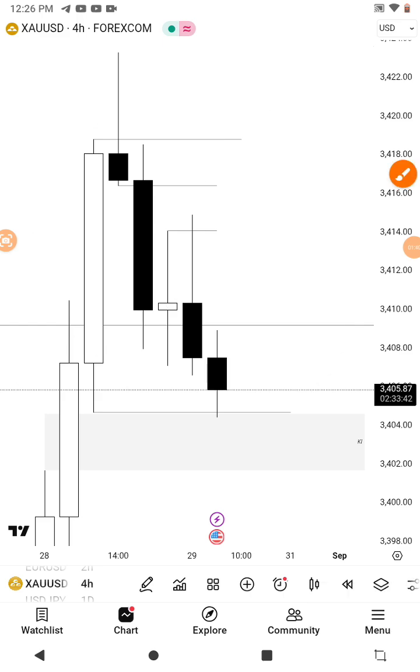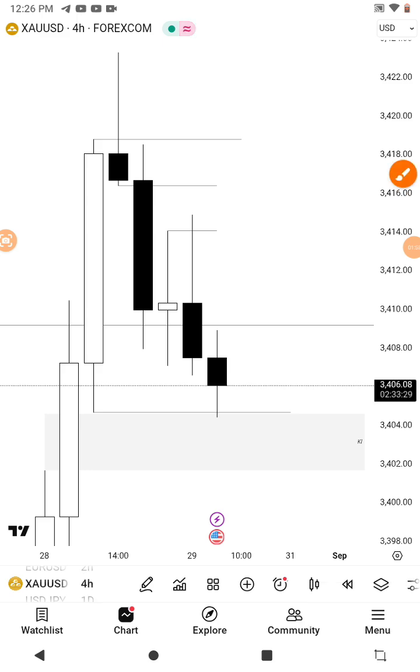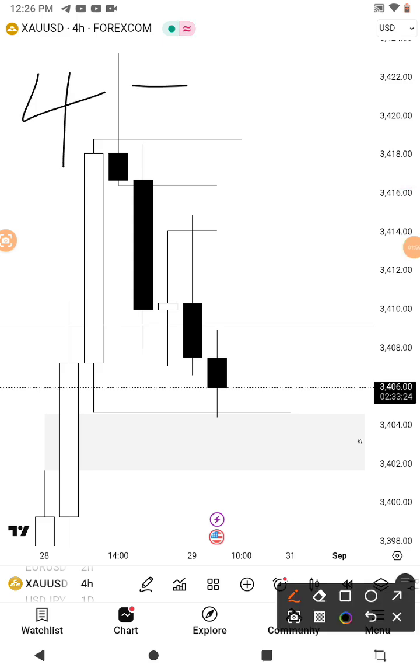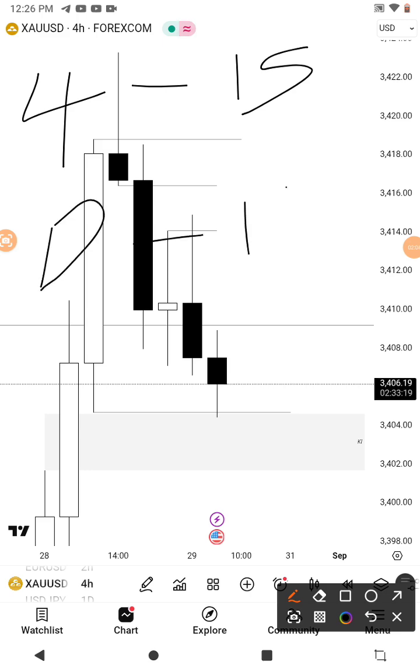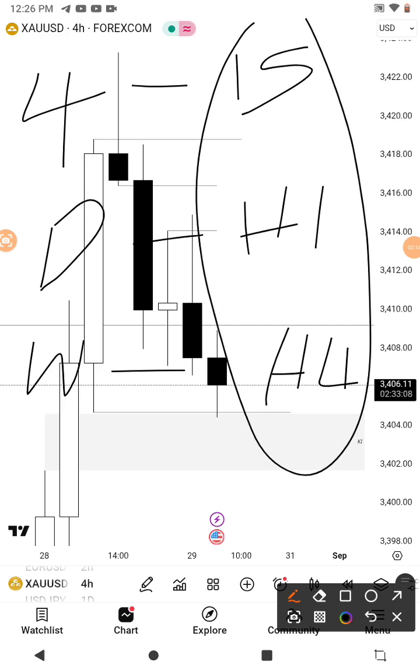So now, whenever you are trading the 4-hour time frame, you can also correlate it with the daily time frame and also the weekly time frame. Whenever you are trading such time frames, what you need to do is align yourself. If I'm trading 4-hour, then 15 minutes should be my entry model. If I'm trading daily, then H1 should be my entry model. If I'm trading weekly, then H4 should be my entry time frame.